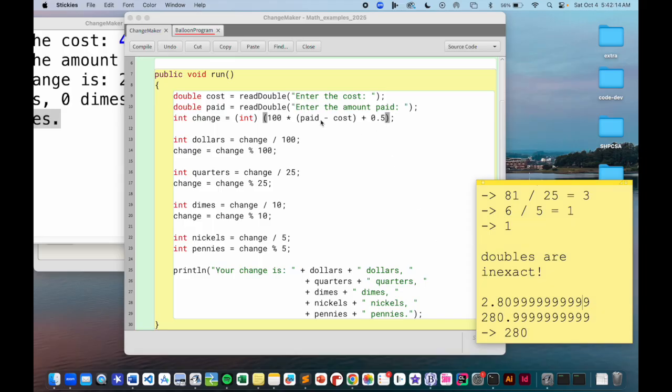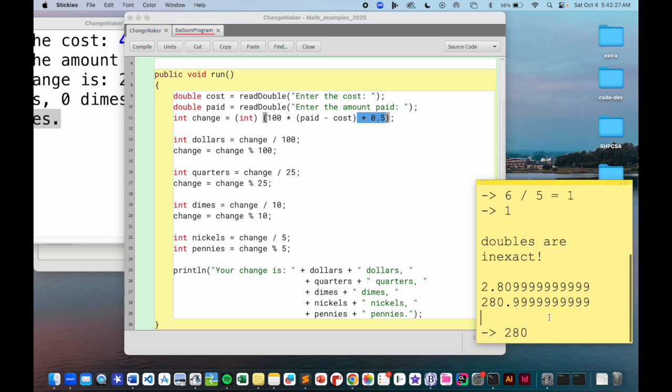So what I've essentially done here is, after I've multiplied by 100, I've added a little bit extra. So what did I do? I turned this 280.9999 into 281.49999. And what quality does this have is that when I typecast this to an int, I cut off the decimal, but I've now added enough that I will get my extra penny.